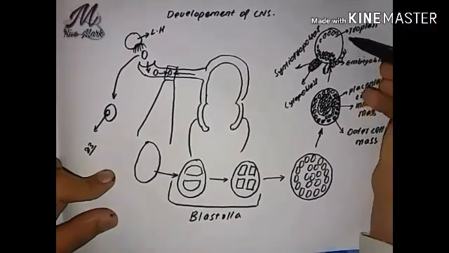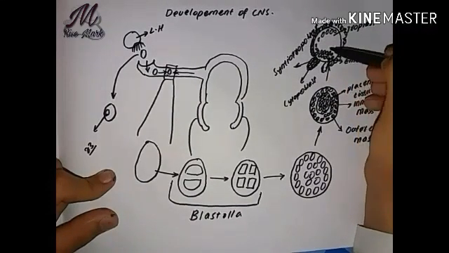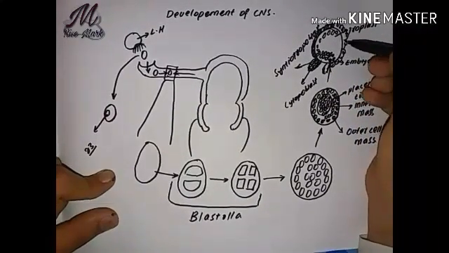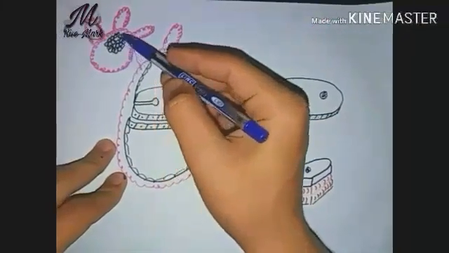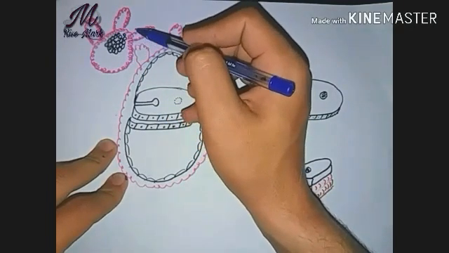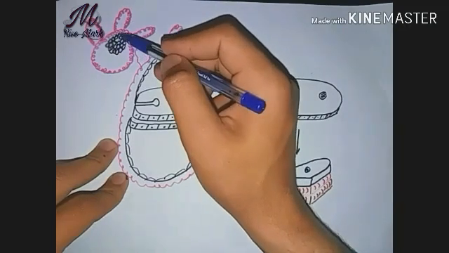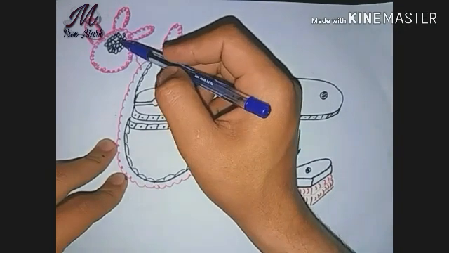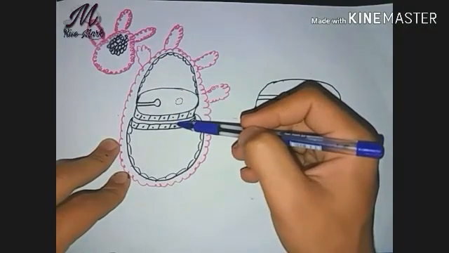So you can see here, it makes a structure like this. Now after that, the implantation will occur, and it will implant in the formation of the blastocyst. This is the syncytial trophoblast, and these are the villi cytotrophoblast, and you can see here, this is the inner cell mass. Now what really happens, the inner cell mass gets converted into a bilaminar disc.